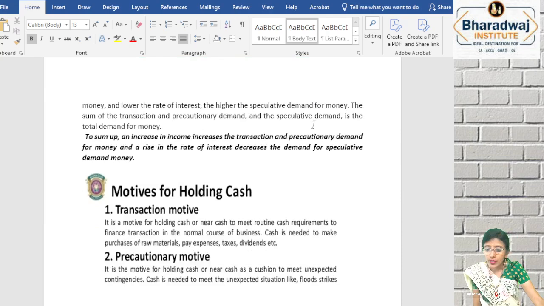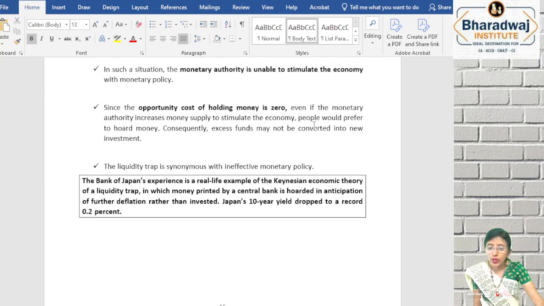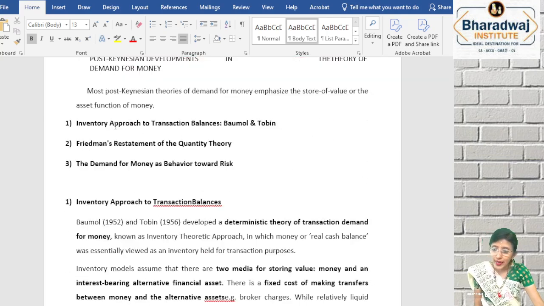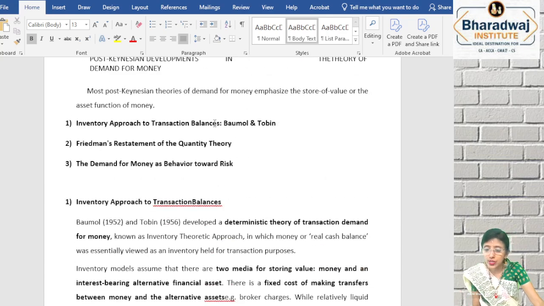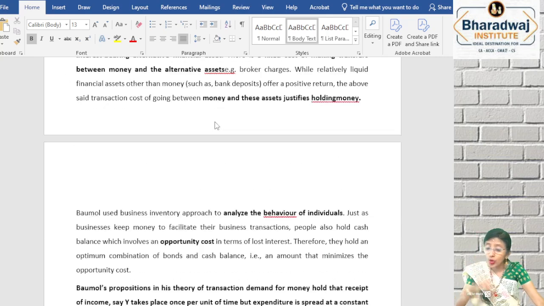A small note: we know about liquidity trap, and then we went on to post-Keynesian theory. Inventory theory given by Baumol and Tobin. It is similar to the transactions approach only, but we had other discussions. Then Friedman's restatement of the quantity theory, where his invention was permanent income. Permanent income, repeated question. And demand for money as a behavior towards risk is Tobin's theory.